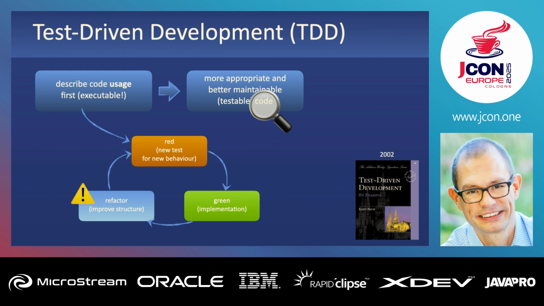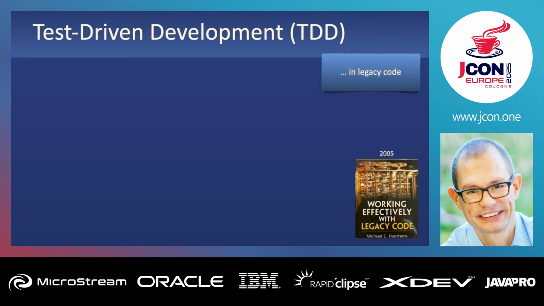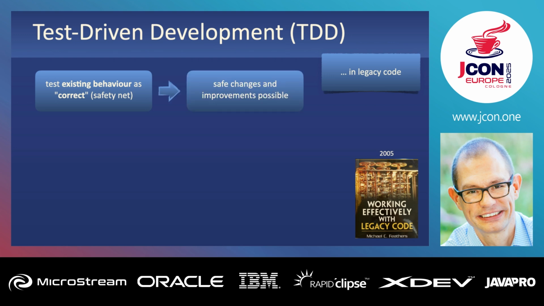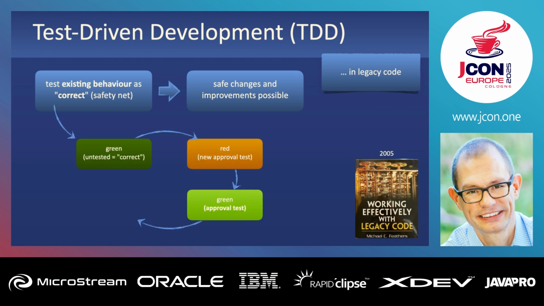This is a really cool model, I like it. But it works in a certain context. And what about legacy code? Is it a good model for legacy code? There's a book written 20 years ago by Michael Feathers, Working Effectively with Legacy Code. And he's got a different model for legacy code. The idea is different: we test existing behavior as correct to create a safety net. And the theory is that suddenly safe changes and improvements are possible. So we can change our system.